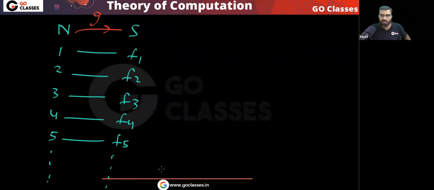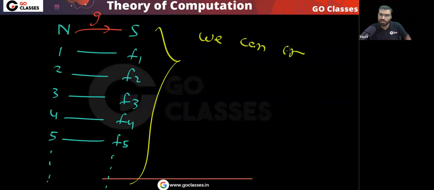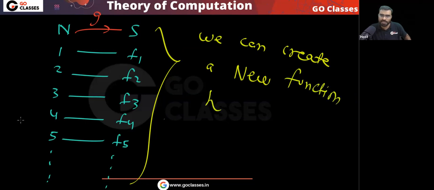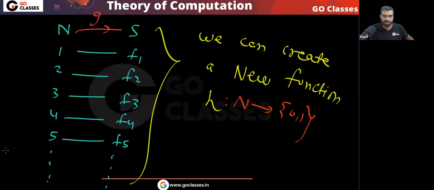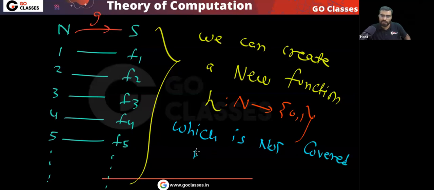Now we are creating a new function. Now we can create a new function h from the set of natural numbers to {0, 1}. I can create a new function h which is not covered by this bijection G.